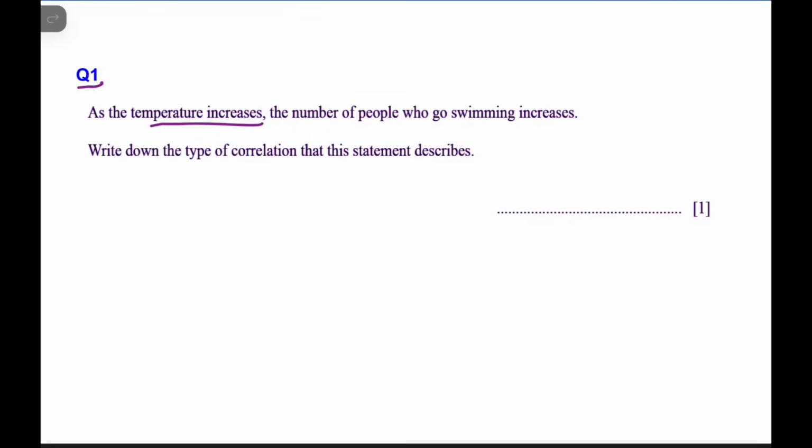As the temperature increases, the number of people who go swimming increases. Write down the type of correlation that the statement describes. As the temperature increases, the number of people who go swimming increases. That means if one variable increases, another variable tends to increase. So this type of correlation is called positive correlation.